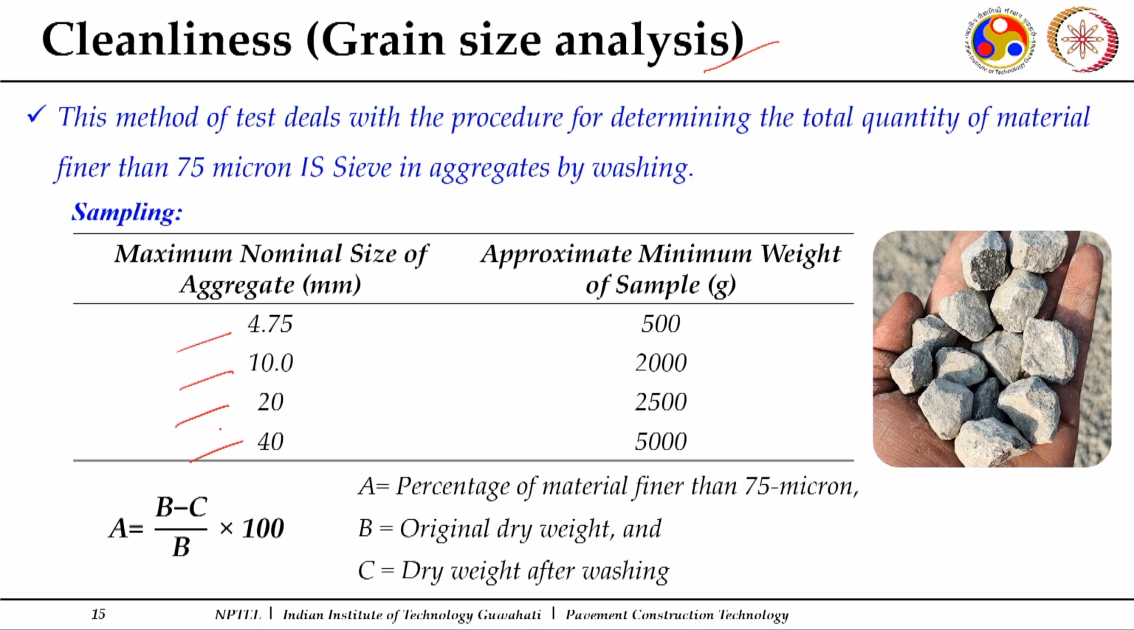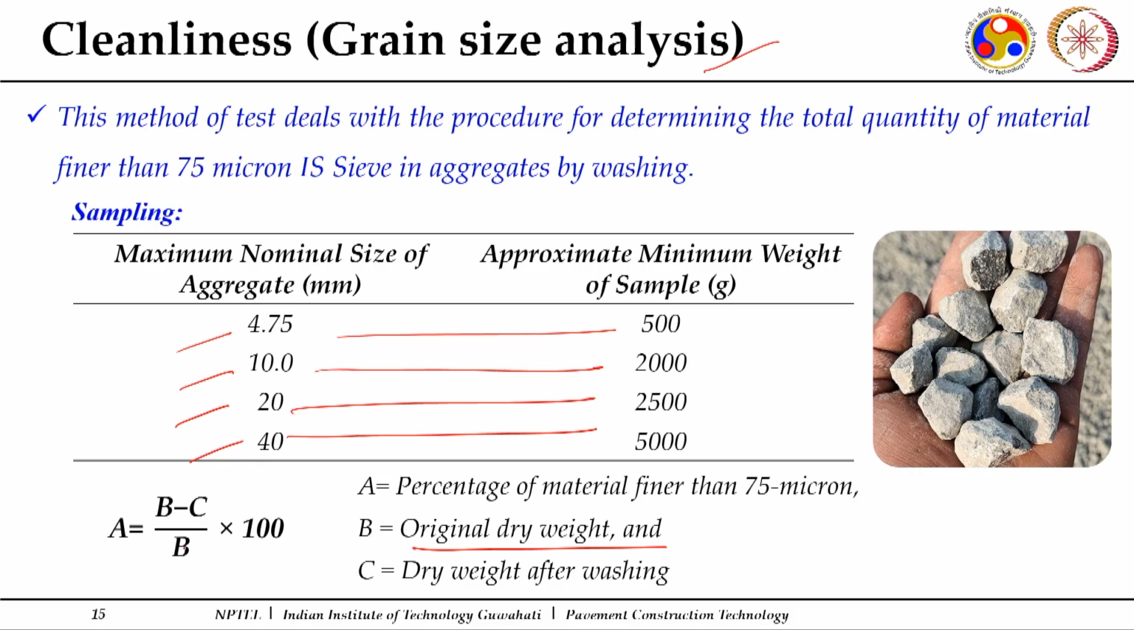It says the nominal size of aggregate can be 4.75, 10 for each. How much amount of material is to be taken up, and then we are going to sieve it, and what we are going to see is that here B is the original dry weight, C is the dry weight after washing. Wet washing is to be done through a 75 micron sieve. So all fines should pass, and we will see how much percentage of fine is there.